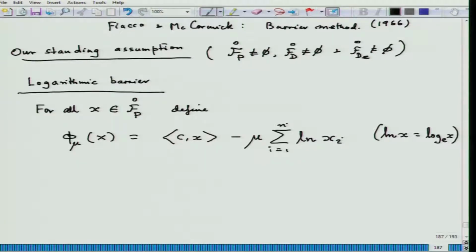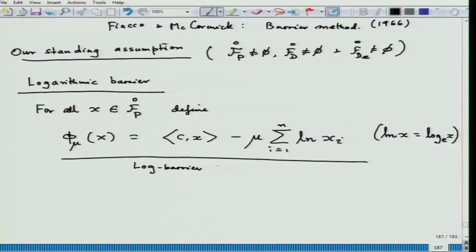So, the xi's are all positive because I have taken them from the strictly feasible set, and this is my logarithmic barrier function because I have used a log. This is what is called the log barrier function. Usually it is known in the literature as the log barrier function. Mu here is called the barrier parameter, and mu is strictly bigger than 0.